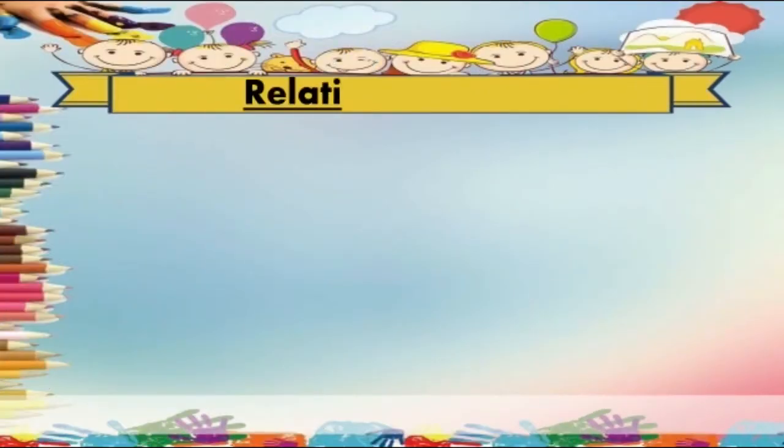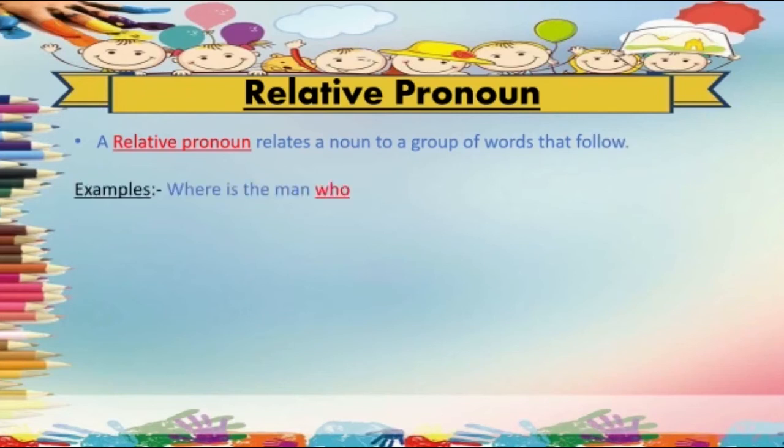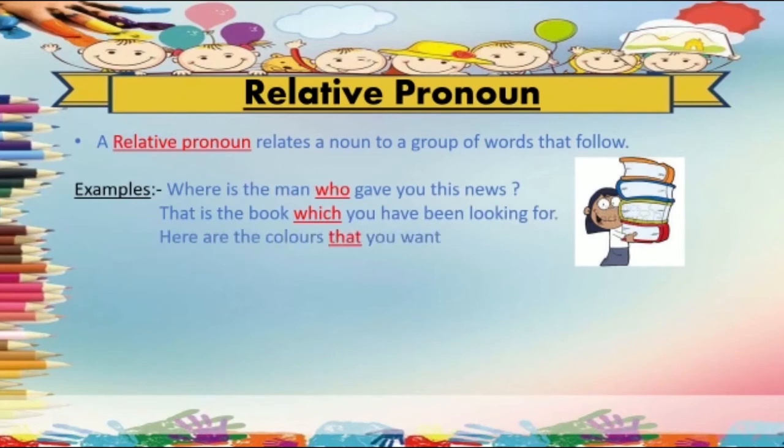So now we come to relative pronouns. So let's see what are relative pronouns. A relative pronoun relates a noun to a group of words that follow. Example: where is the man who gave you this news? That is the book which you have been looking for. Here are the colors that you wanted.